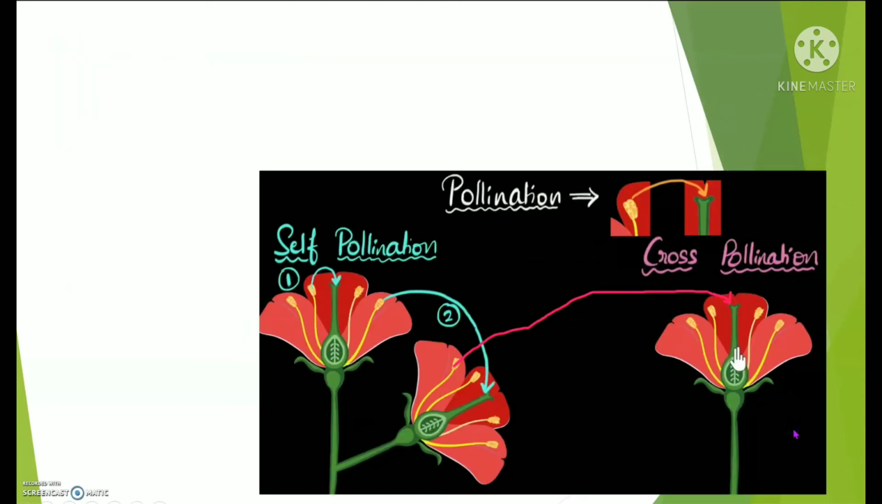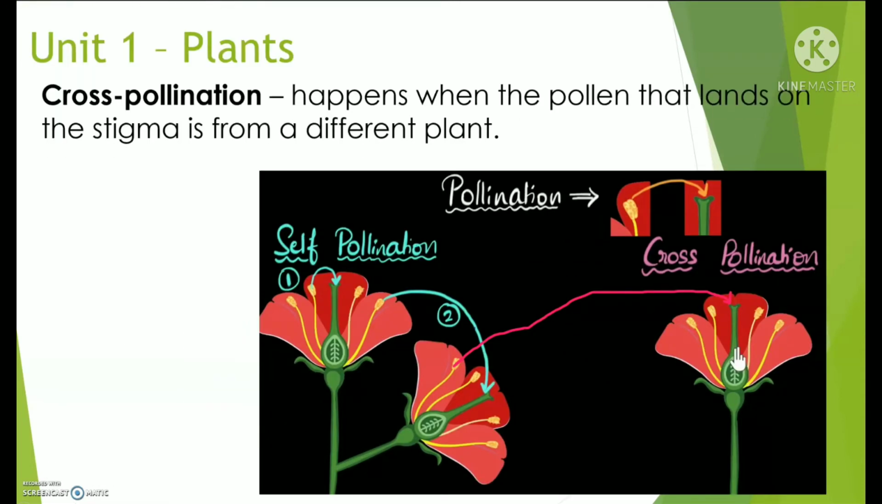Now let's talk about the other one, which is called cross-pollination. So, how does it happen? It happens when the pollen that lands on the stigma is from a different plant. Okay? So, for example, this plant and this plant are separate, right? It's not the same plant.